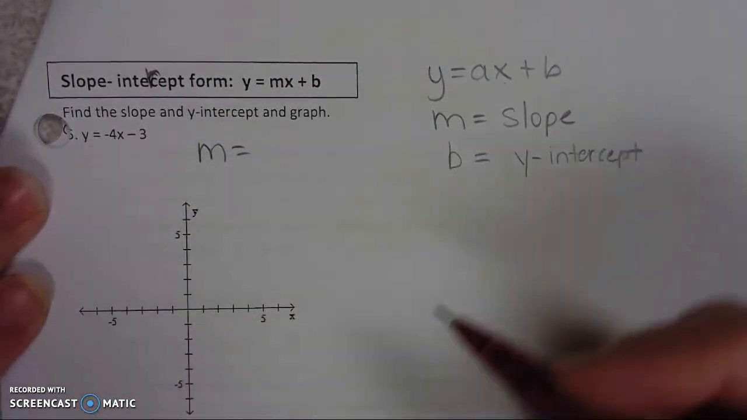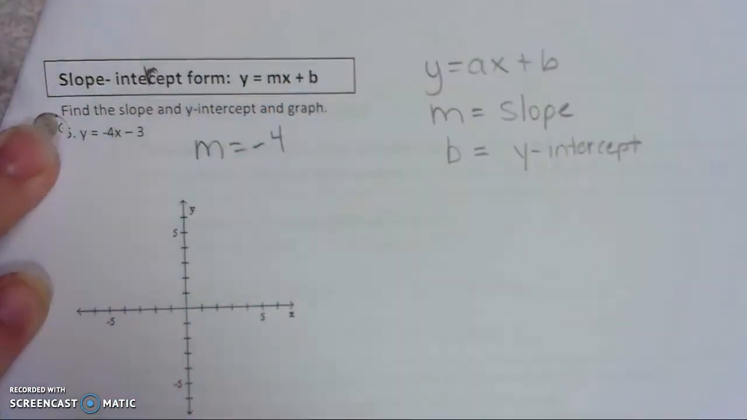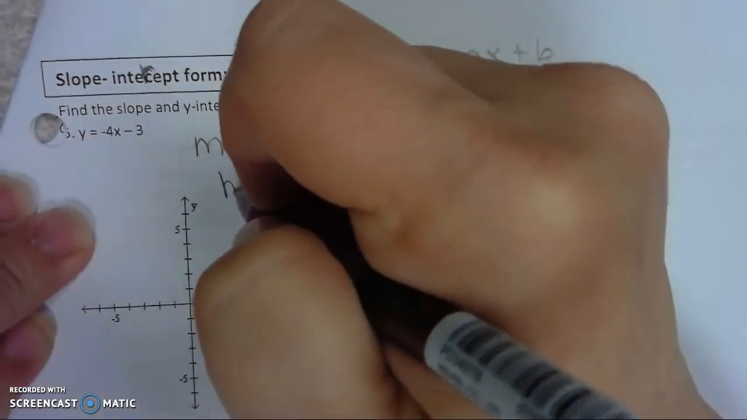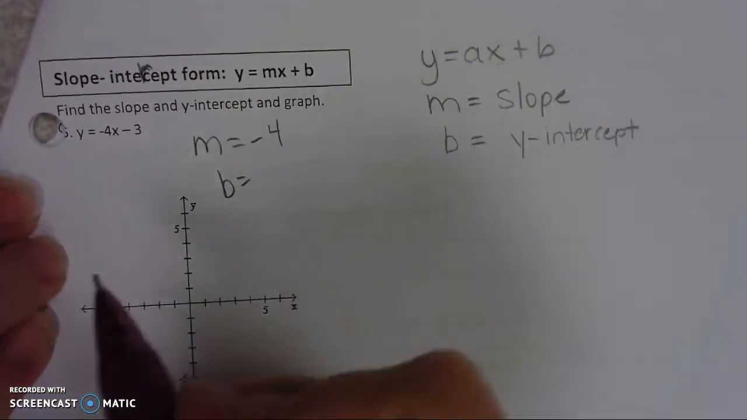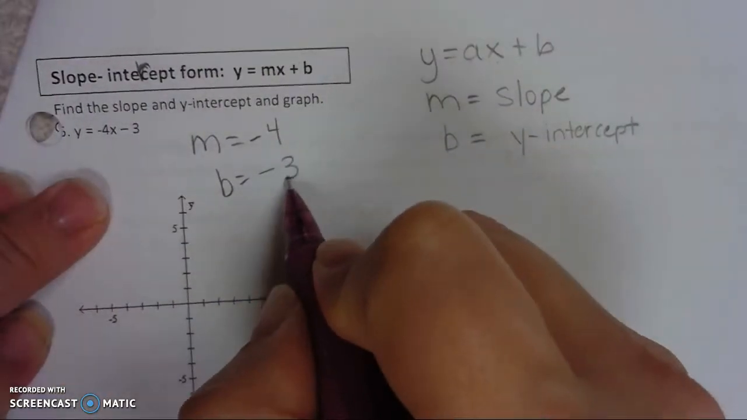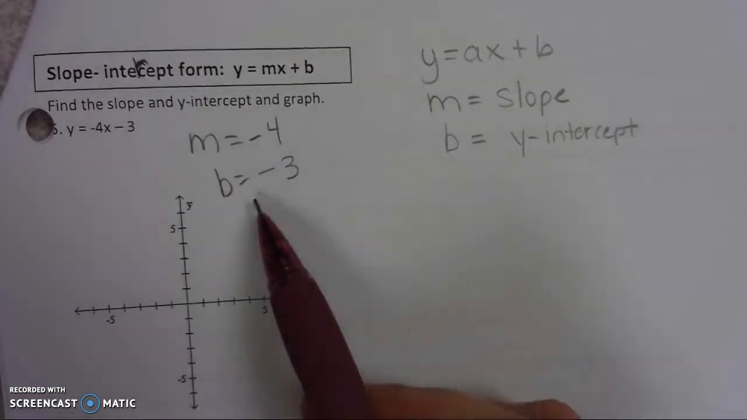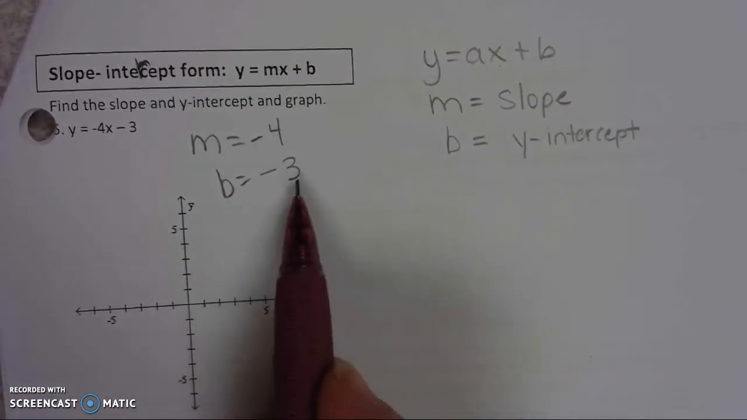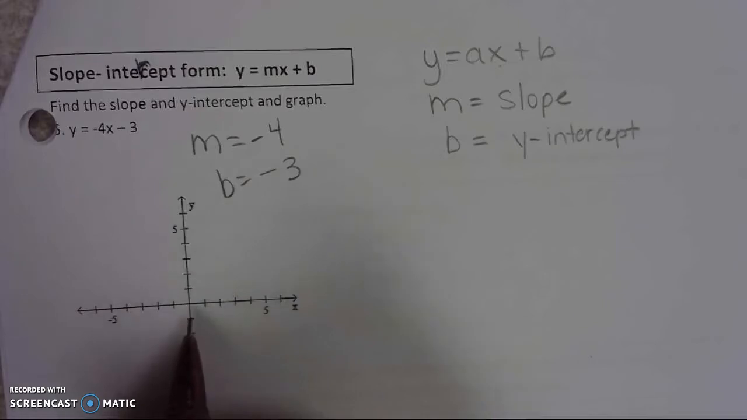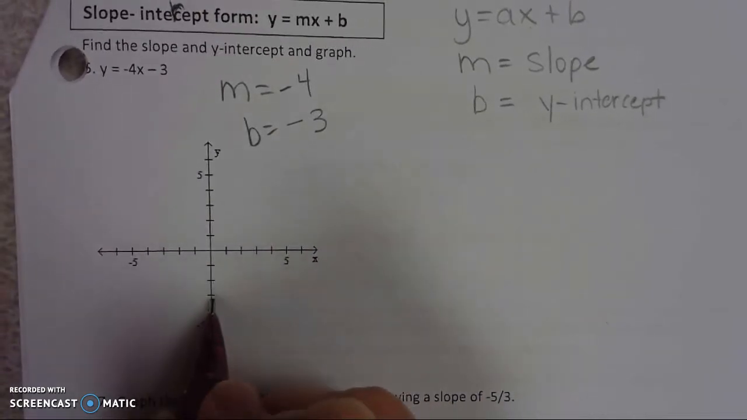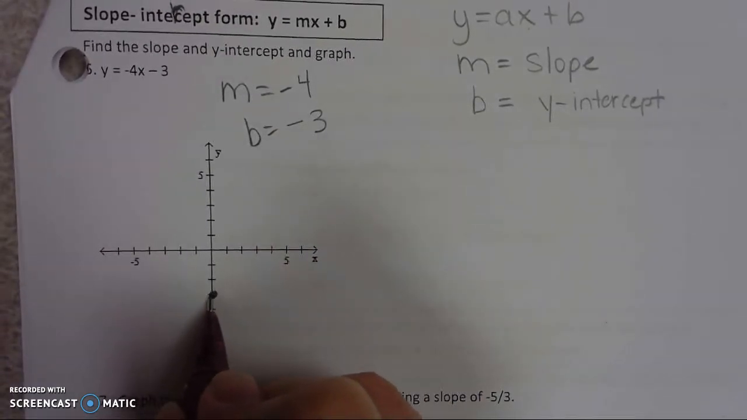From this equation, the slope is -4. And from this equation, here at the end, the y-intercept would be -3. So this is where my equation is going to cross the y-axis. So I'm going to mark that point first. On my y-axis, I'm going to go down 3.